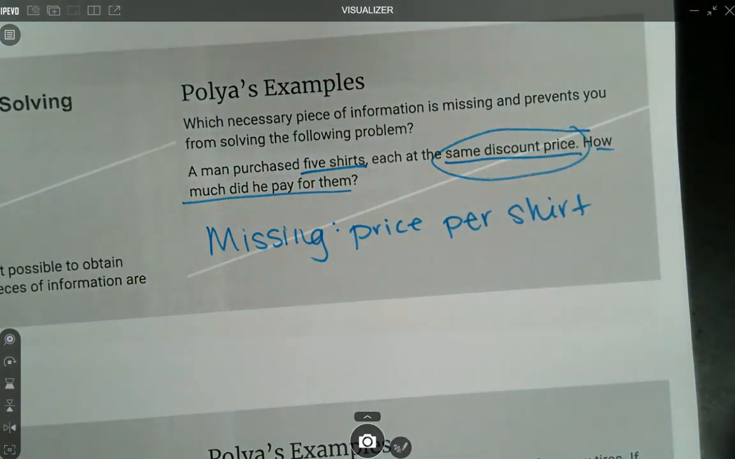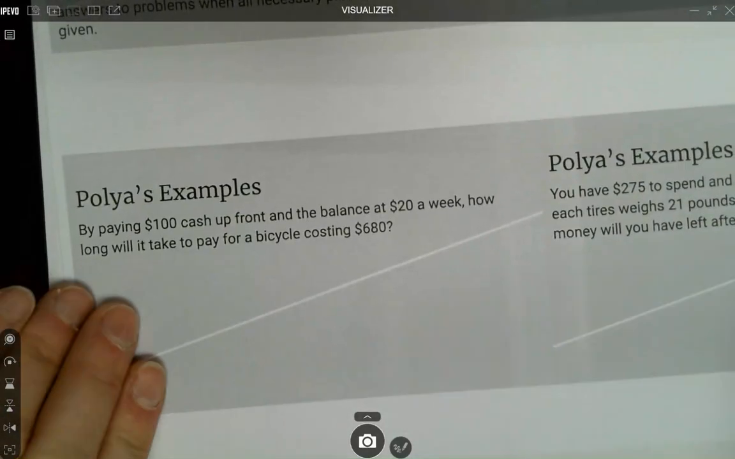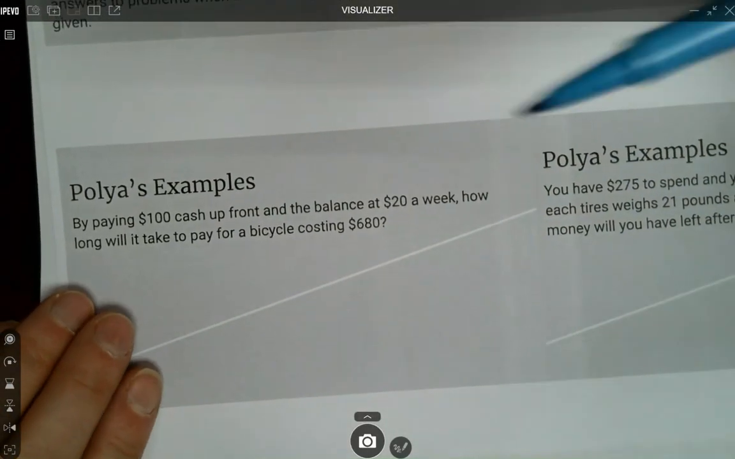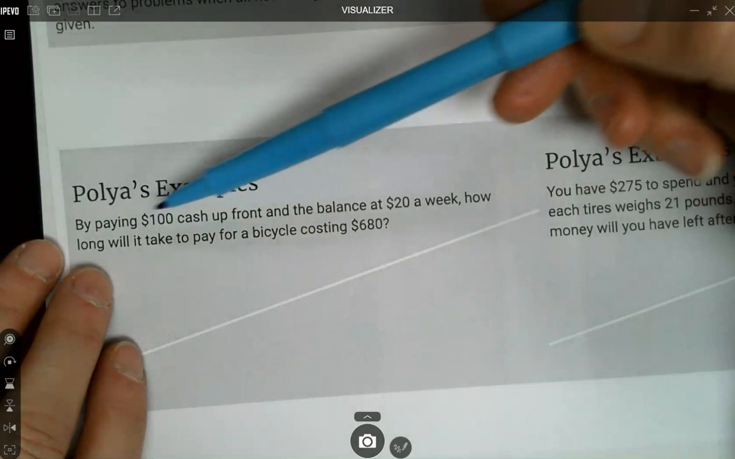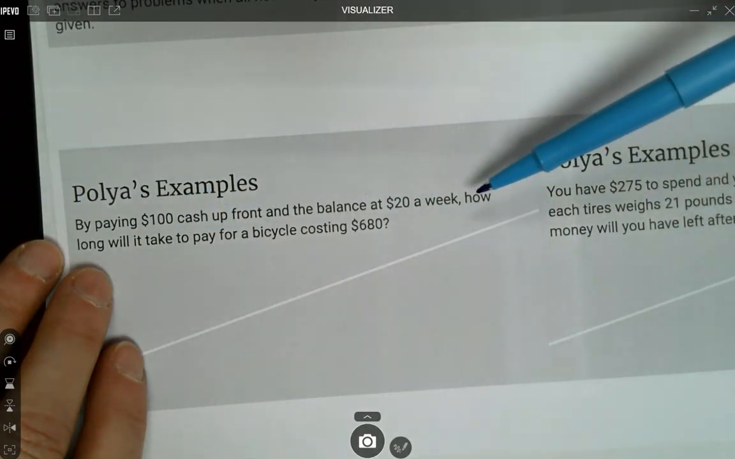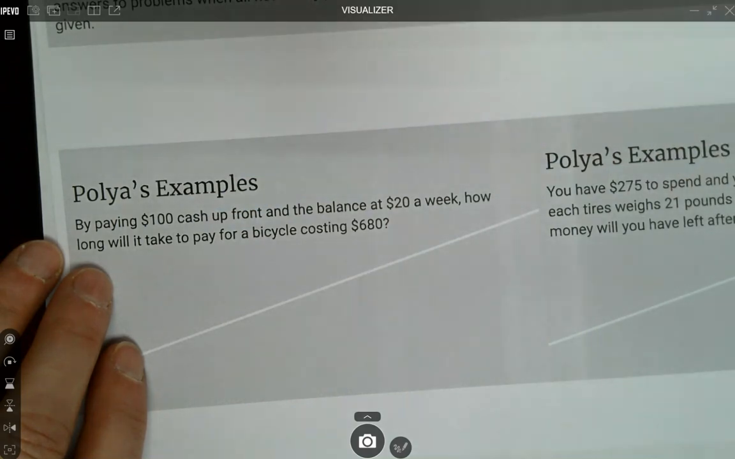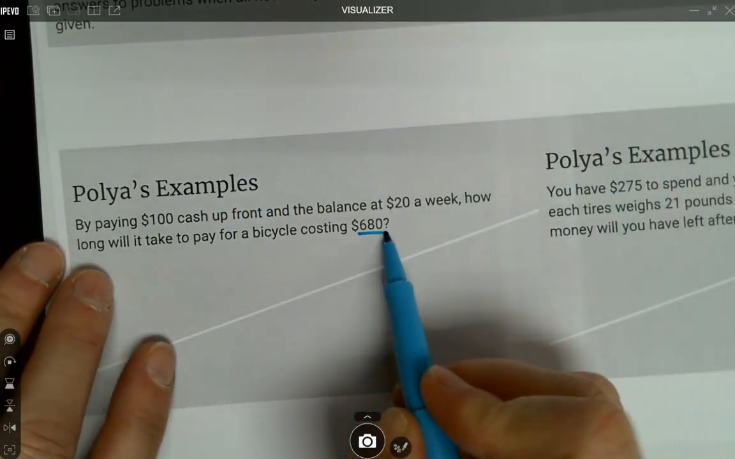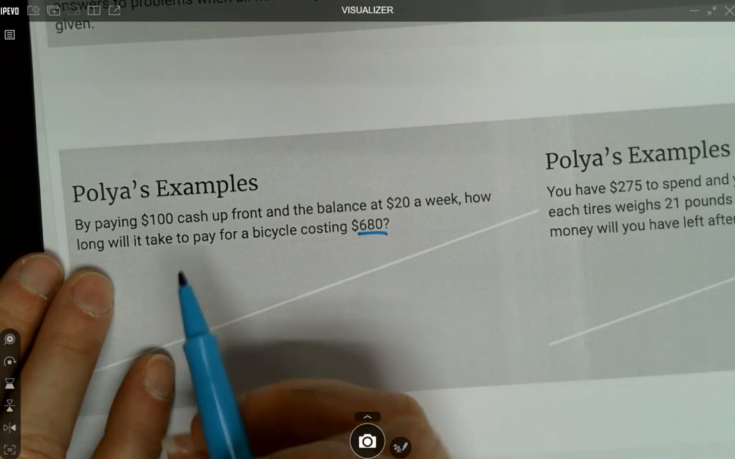If we don't know that, we can't find the total price. Let's solve a problem that has all the given information that we need. By paying $100 cash up front and the balance at $20 a week, how long will it take to pay a bicycle costing $680? All right, so let's see.